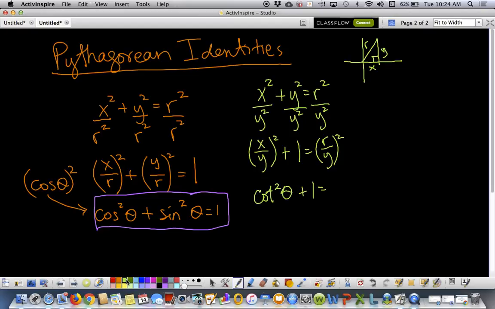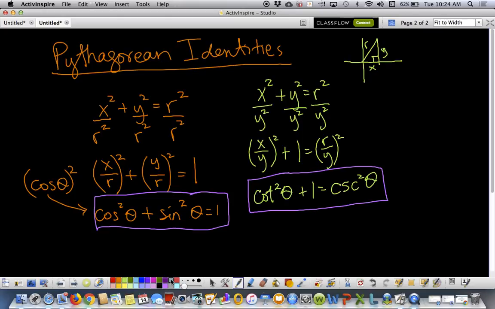Y over r is sine. So r over y, the reciprocal of sine, is cosecant. So we have our second Pythagorean identity. I'm not going to automatically put this one in my calculator because it's reciprocals of both, but it would work. I promise, it would work. And I'm going to talk about this in just a minute.